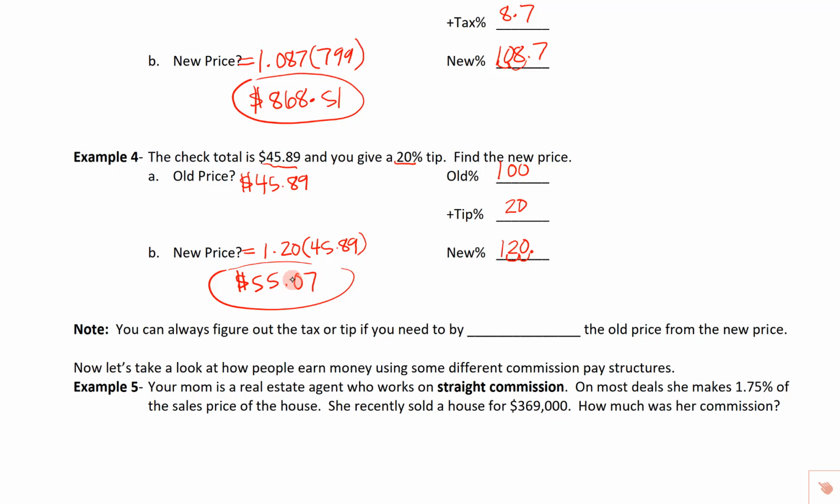There's a note here. You can always figure out the tax or tip if you need to by subtracting the old price from the new price. Sometimes it's faster to do it this way, but we don't know exactly what our tax is. So let's come up to example 4 and figure out what our tip would be. We take our new price and subtract our original price. This will tell us what our tip was. So 55.07 minus 45.89 ends up being $9.89.